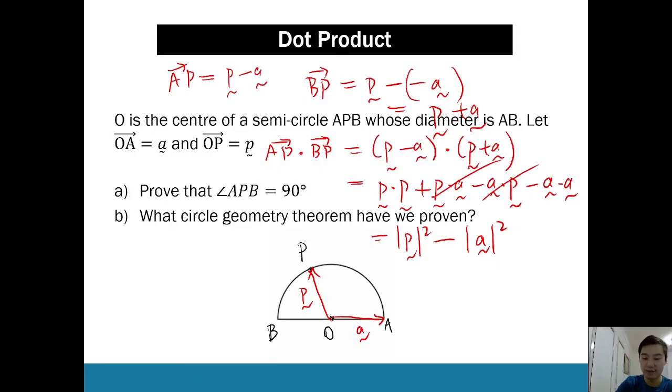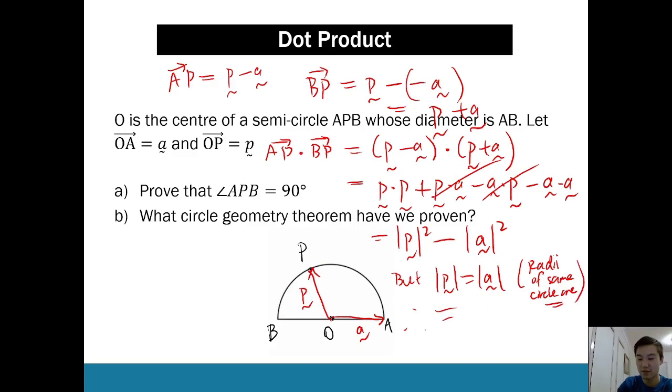So we can say that the magnitude of P is equal to the magnitude of A because they are radii of the same circle. So therefore, if they are equal to each other, this thing is equal to 0. Because if the lengths are equal, when we square them and subtract them from each other, it's still going to be 0. So therefore, we can say that AP is perpendicular to vector BP, and therefore angle APB is 90 degrees, like so.